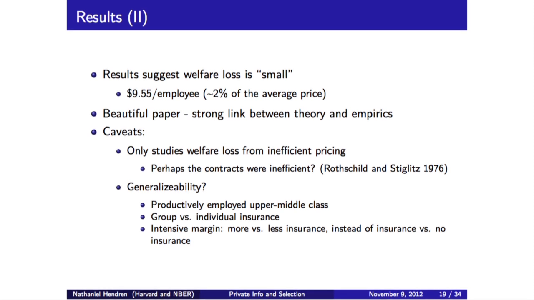There are also issues of generalizability, as there is with any paper. Alcoa is largely a bunch of productively employed upper middle class people. It's also a group insurance market, not necessarily like an individual insurance market, so it's not clear how the differential selection would map if you wanted to think about individual insurance markets as opposed to people that get their insurance through their employer. And it's also an intensive margin decision of more versus less insurance. It's about getting the plush policy versus the standard policy. It might be a different kind of world than if you wanted to consider the welfare losses from the decision to buy any insurance versus no insurance.